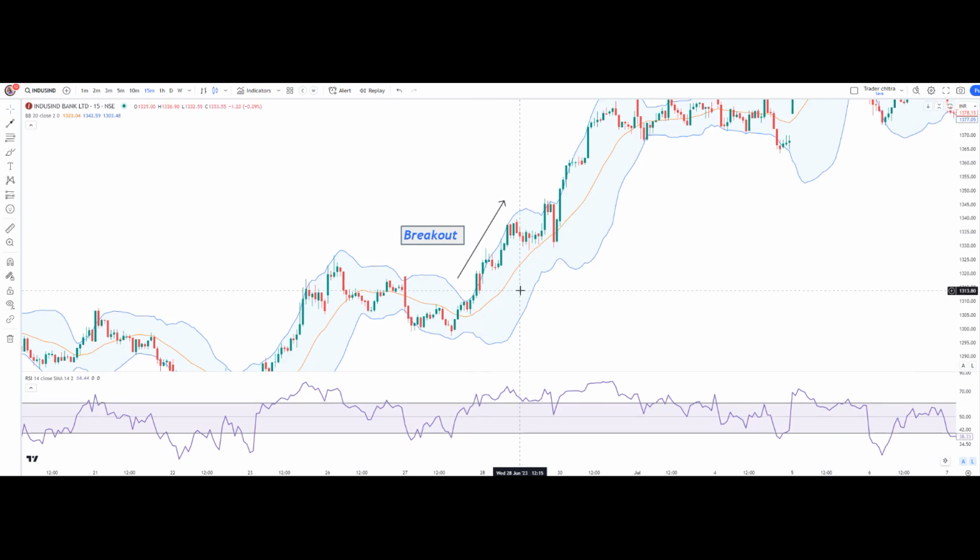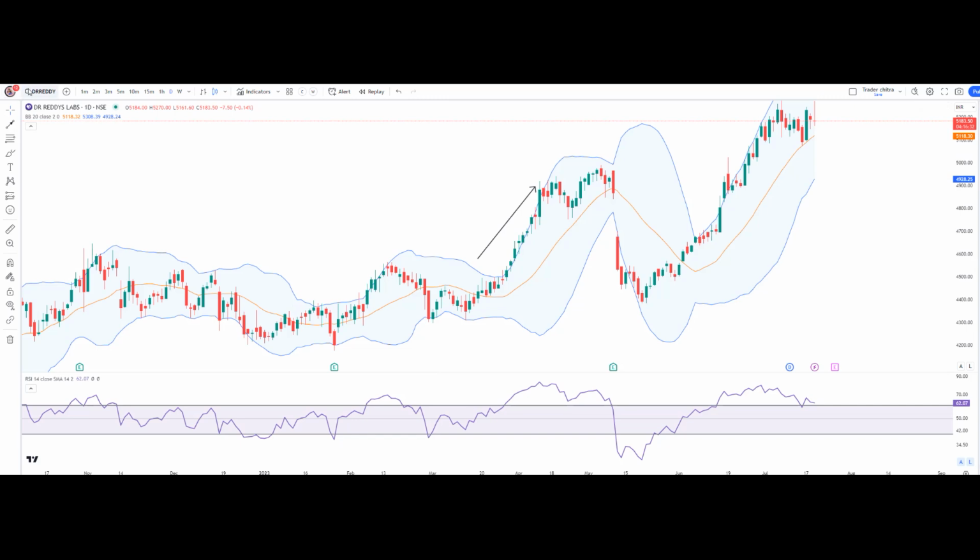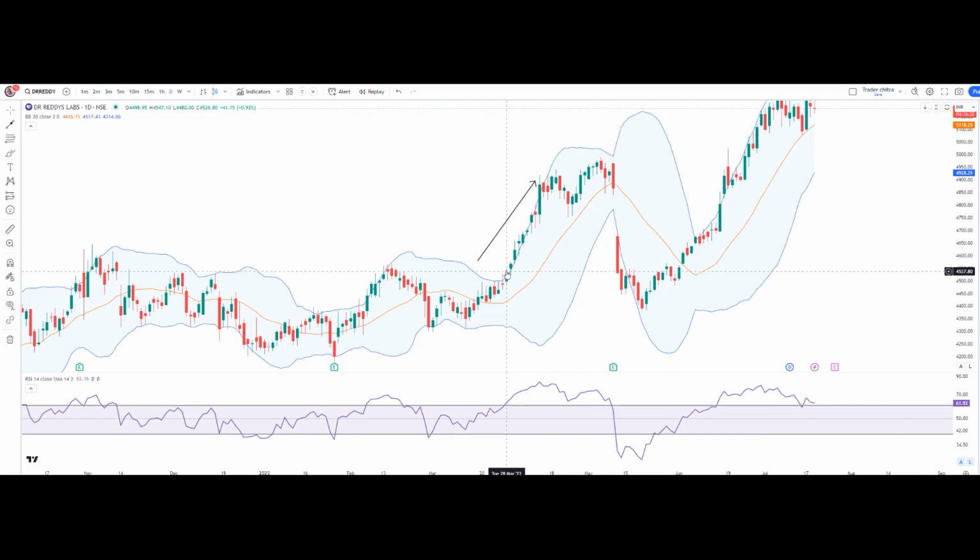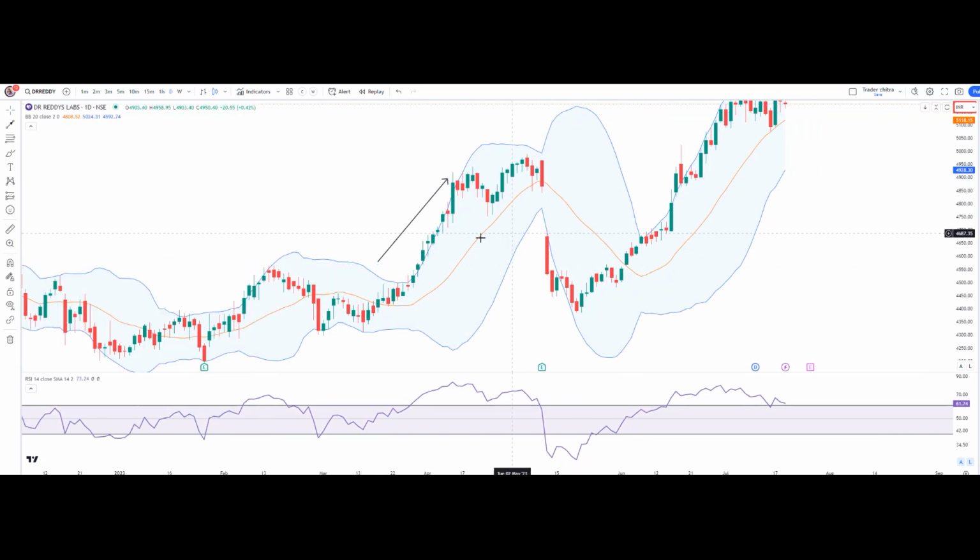We can see one more example from Dr. Reddy's Labs. The time frame I have selected is the daily time frame. Here we can see that this is the daily time frame chart. So for the 27th March, we can see that there is a breakout trade. So one can enter into the long trade above this green candle. Here the RSI is also above 60 levels. So all the criteria got met here. So this is the perfect long trade.